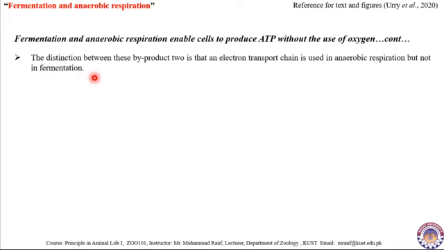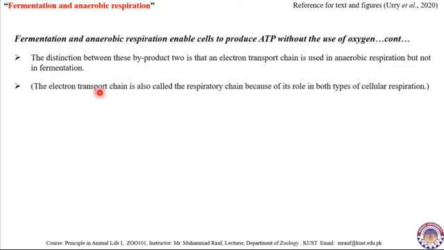The distinction between these two byproducts is that an electron transport chain is used in anaerobic respiration but not in fermentation. So the organisms which respire anaerobically can still derive ATP using an electron transport chain, but in that case, because oxygen is unavailable, there must be some other molecule which can act as the final acceptor of electrons.